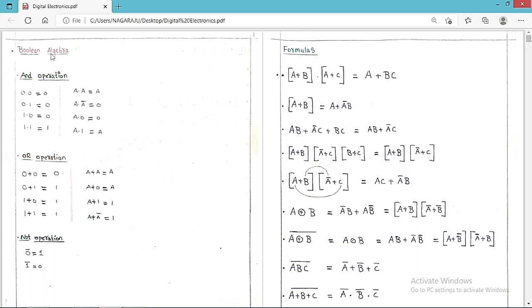Knowledge Academy. The main aim of this lecture is to discuss the digital electronics concepts in a very detailed manner.